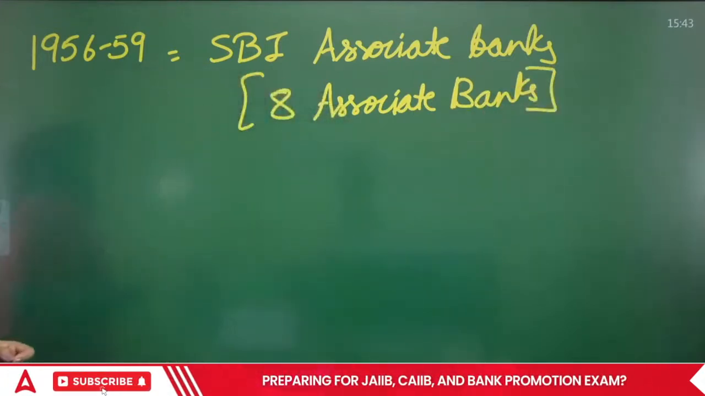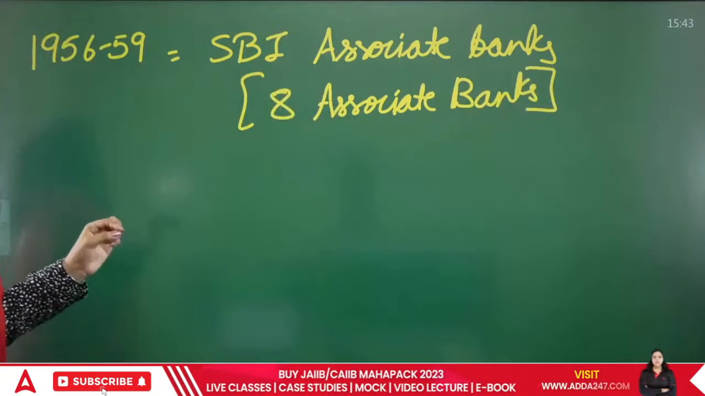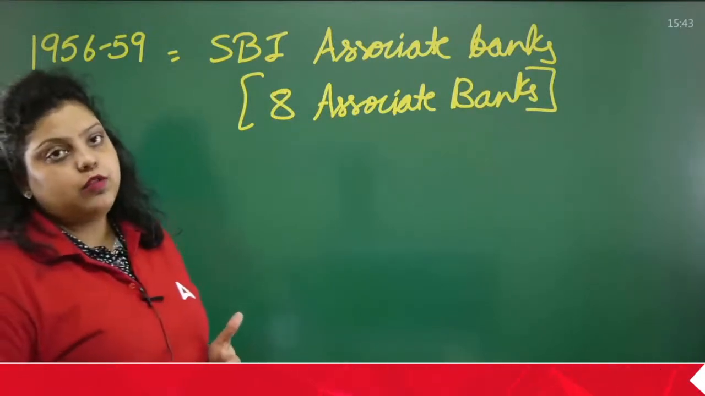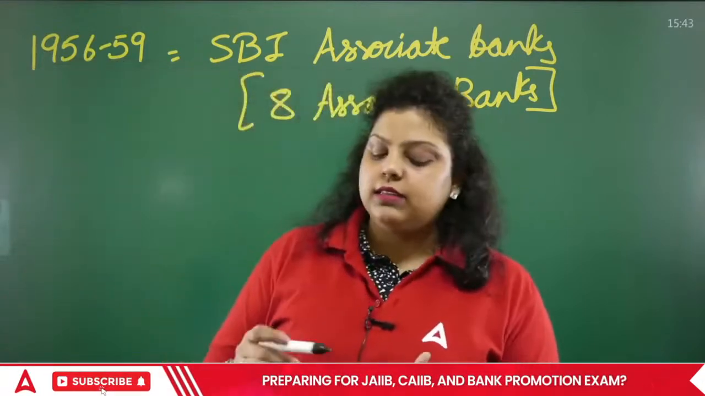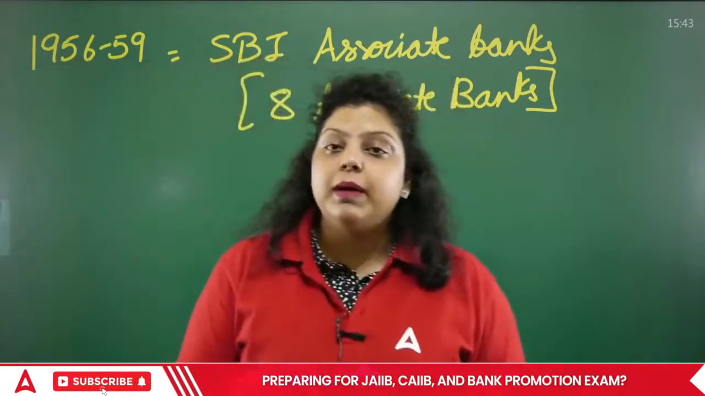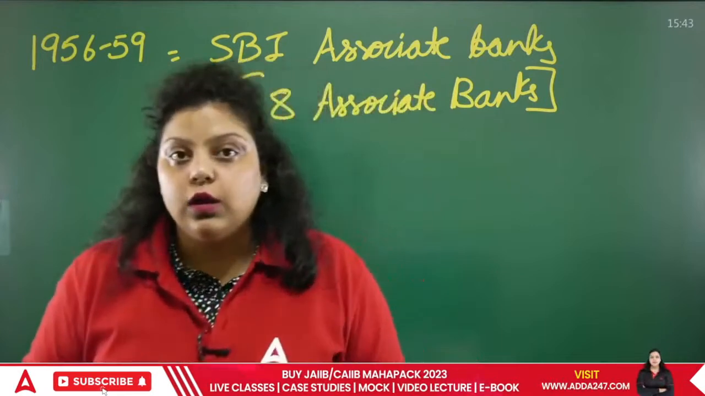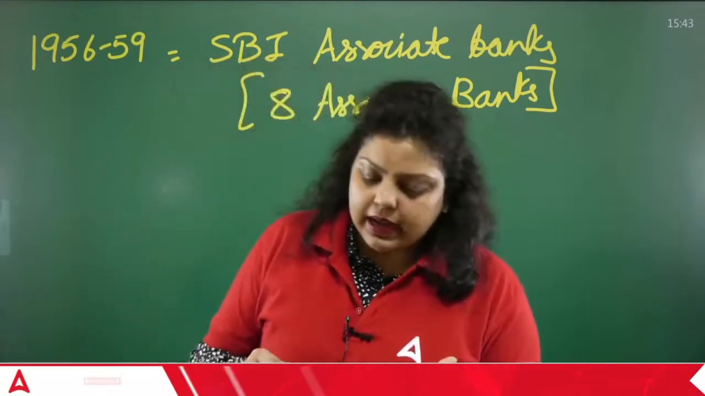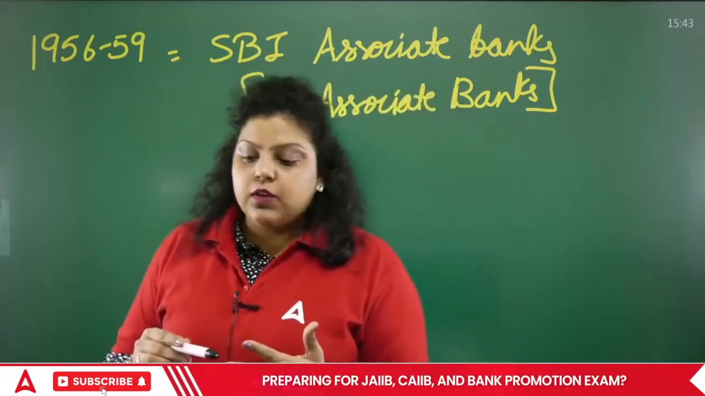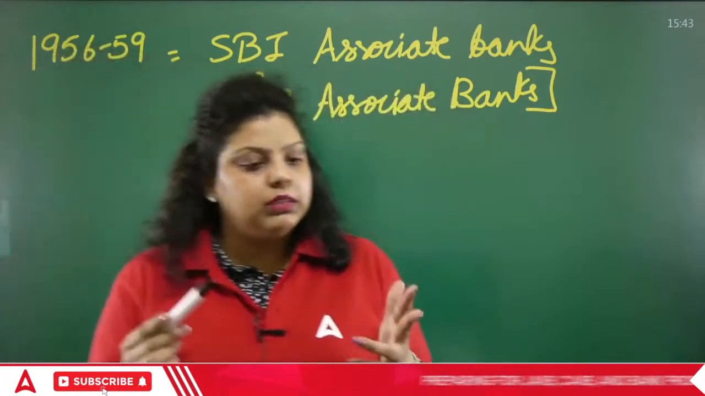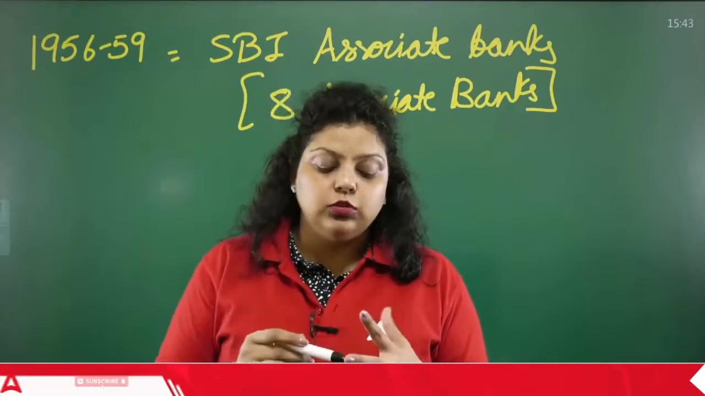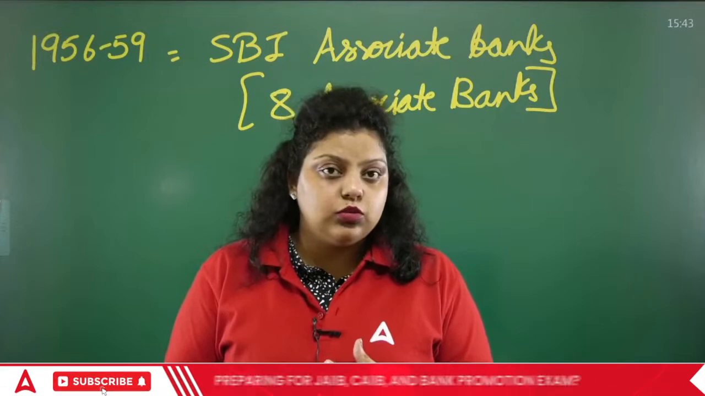Clear? But now there are no State Bank of India associates working right now. So State Bank of Hyderabad, State Bank of Patiala, State Bank of Bikaner, State Bank of Jaipur, State Bank of Travancore, State Bank of Indore, State Bank of Saurashtra is there. Apart from that, State Bank of Mysore is there. So these are the 8 SBI associate banks.